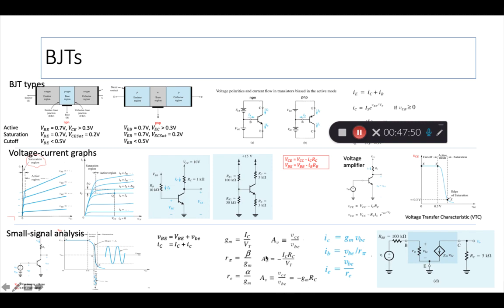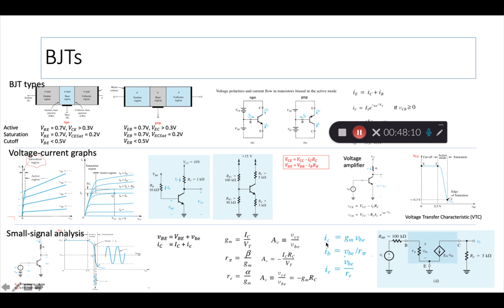So become familiar with all these formulas for the voltage gain, because you never know what you will be given in a problem and which approach, which formula to use. So if you become familiar with all of them, it'll help you solve problems.